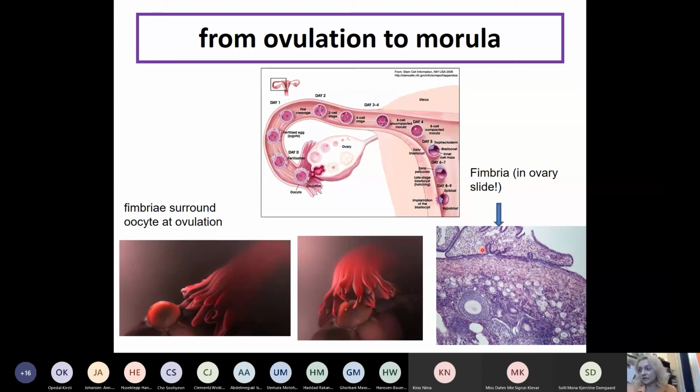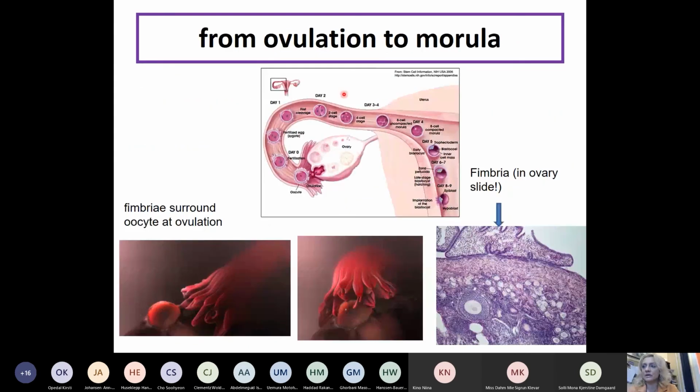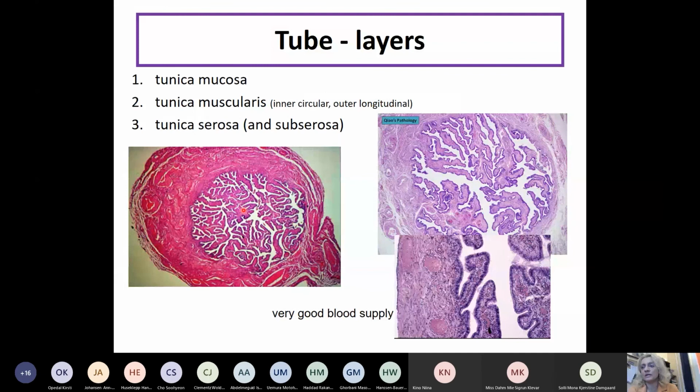So I already mentioned that it's found in our slide of the ovary as well. So this is the uterine tube. Our slide, just going back, sorry, is like here, a cross section of the fallopian tube. So here, these are the cross sections.